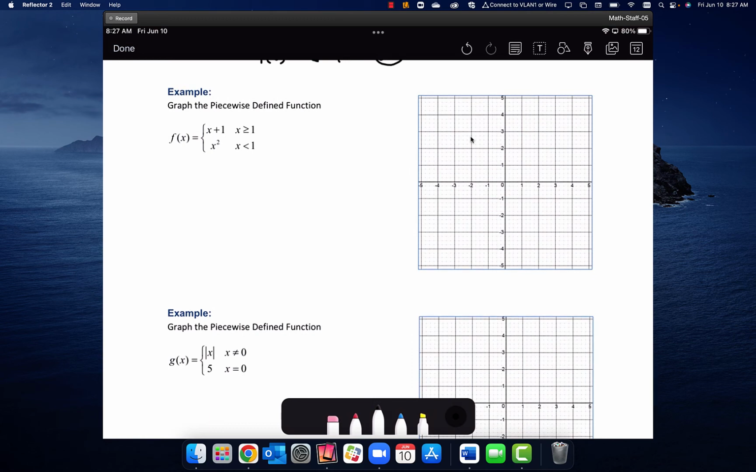Next, let's graph piecewise functions. I like to go back to point plotting when we do these and just take them separately, but we're going to put them on the same graph. So for example, let's look at x plus 1 and graph it.